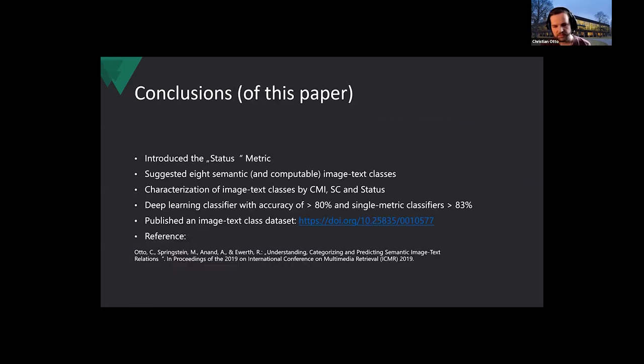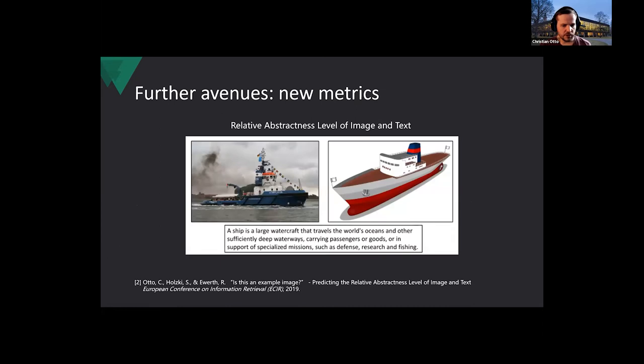And the conclusion of this is, for this paper, we introduced this new metric. We derived an image-text categorization of 8 semantic and computable image-text classes and showed that they can be predicted with a deep learning classifier. We also published this data set if you are interested, under this reference here. And maybe for final thoughts, the further avenues in this direction, which we are currently working on, is extending this categorization.